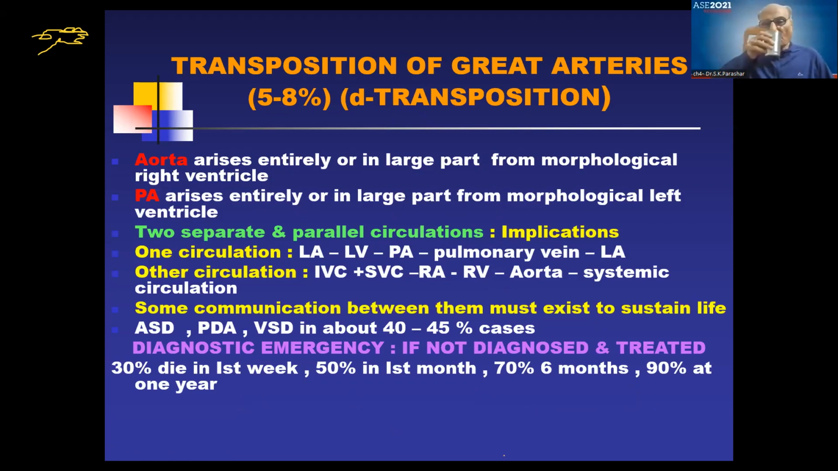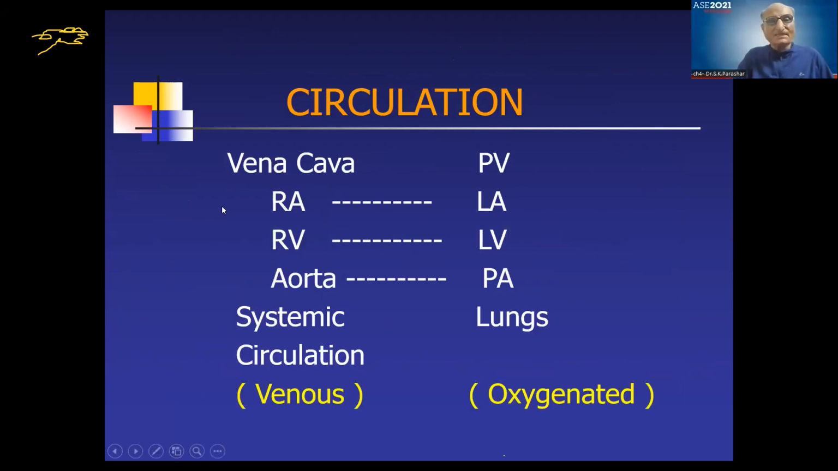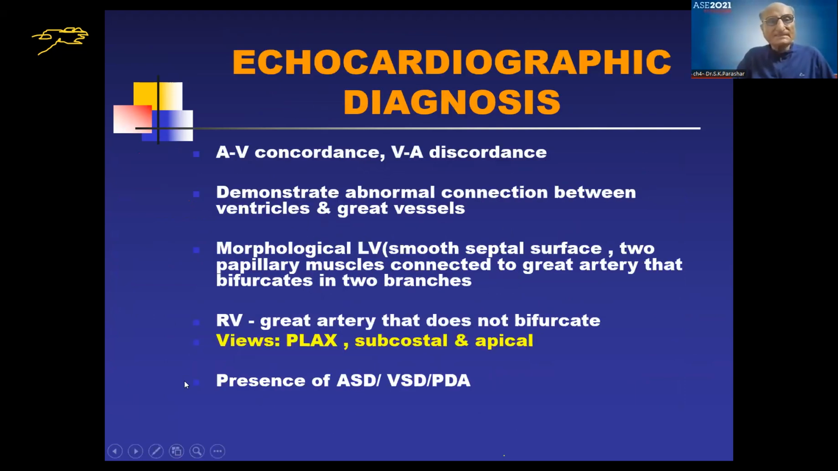So nowadays, if there is no shunt, they create a shunt in the echo lab by producing an ASD. So this is a sort of TGA. Now, what is there? AV concordance, that is atrioventricular concordance, the atrium is connected correctly to the ventricles, but there is ventriculo-arterial discordance, that means the aorta is arising from the right ventricle and the pulmonary artery from the left ventricle. So you must demonstrate this abnormal connection.